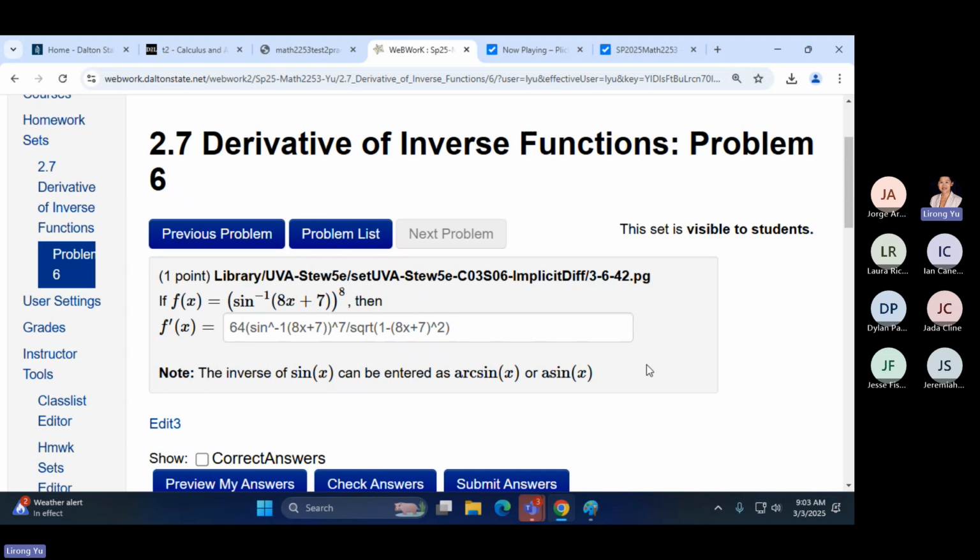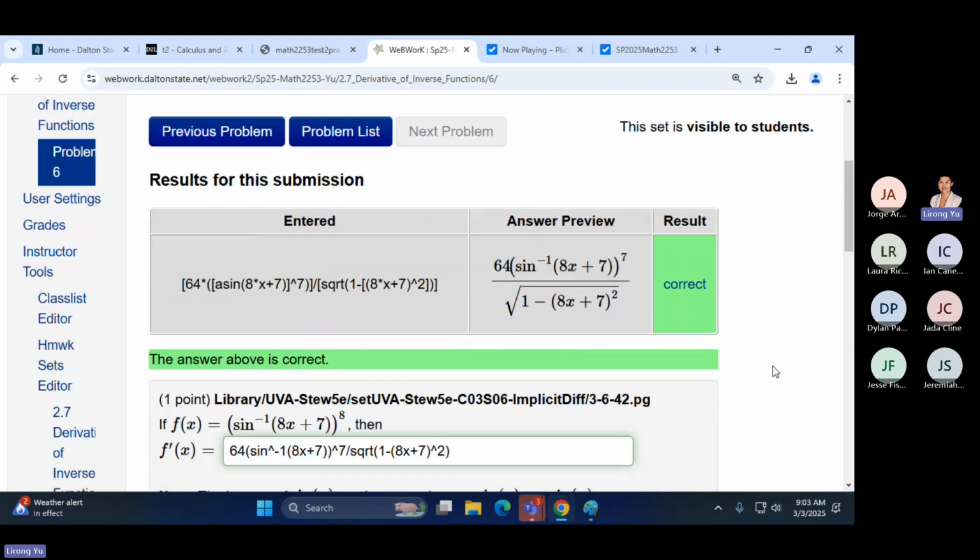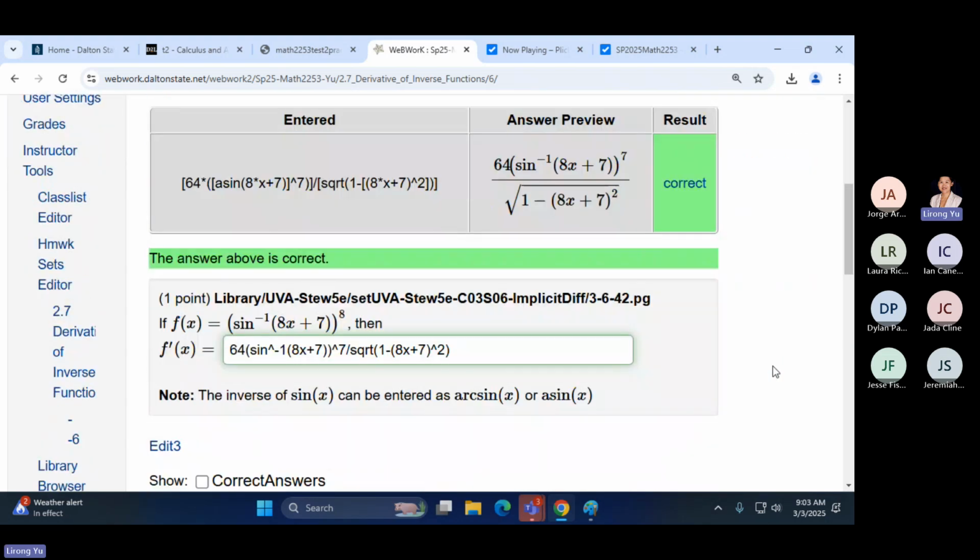The last one, I think I answered it before, is differentiating the power 8. If you want to differentiate the power 8, you have to bring the 8 to the front. The whole sine inverse of 8x plus 7 is to the power 7. So 8 to the front, and this whole original function has to lower its power. That's the outside, the power function. The next layer is the sine inverse. The derivative of sine inverse is 1 over the square root of 1 minus 8x plus 7, squared.